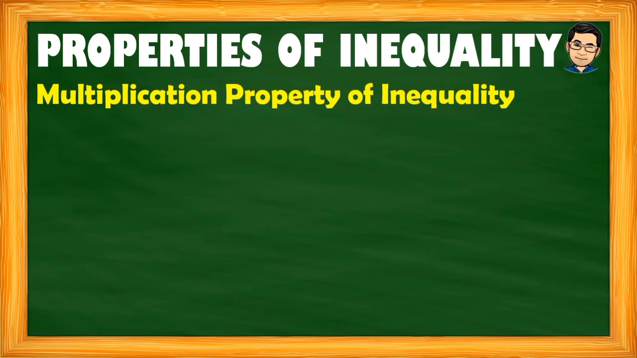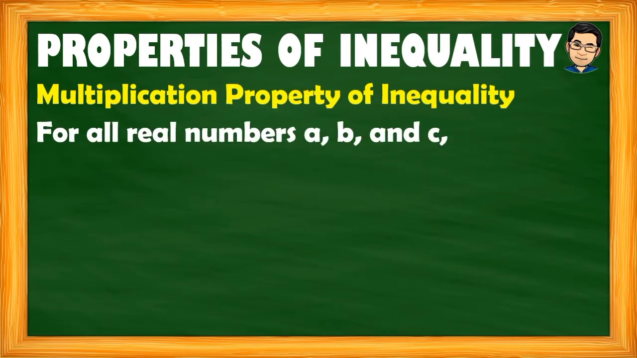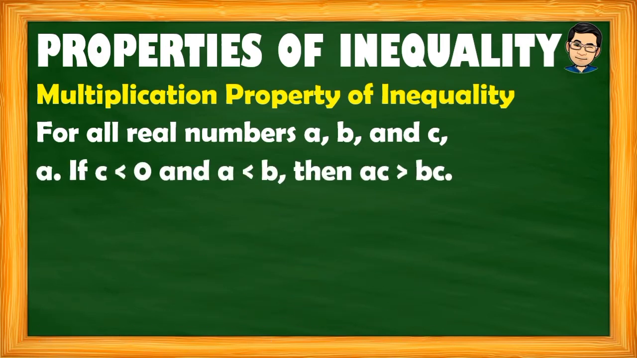So let's have the multiplication property of inequality. For all real numbers A, B, and C, if C is less than 0 and A is less than B, then AC is greater than BC. Okay, why? So let's have an example. Let's have the value of A which is 1, B is 2, and C is negative 3.